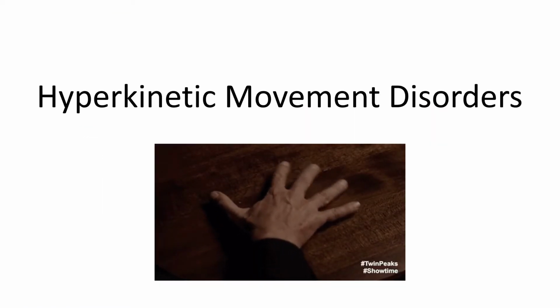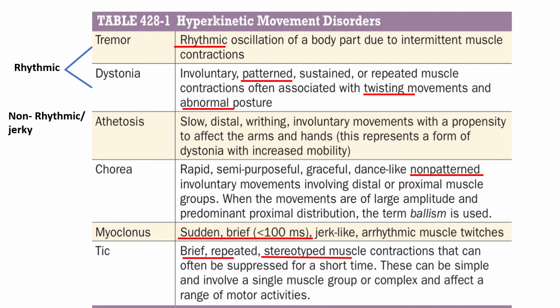So, beginning with the hyperkinetic movement disorders, first we'll be discussing the. Okay, so this is a table from Harrison where it gives definitions of the various movement disorders. So, we will go through each of these definitions, and hopefully by the end of the lecture, these definitions would be on your fingertips. So, the first, hyperkinetic movement disorders would be rhythmic or non-rhythmic. The rhythmic would be tremors or dystonia. A tremor is a rhythmic oscillation of a body part due to intermittent muscle contractions, while a dystonia is an involuntary, patterned, sustained or repeated muscle contraction, often associated with twisting movement and abnormal posture.